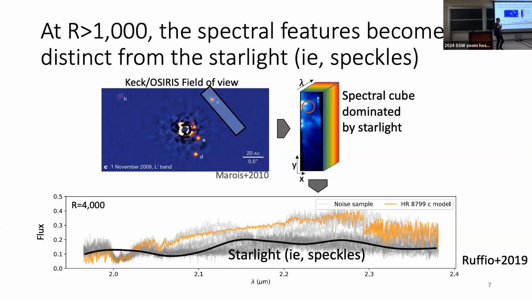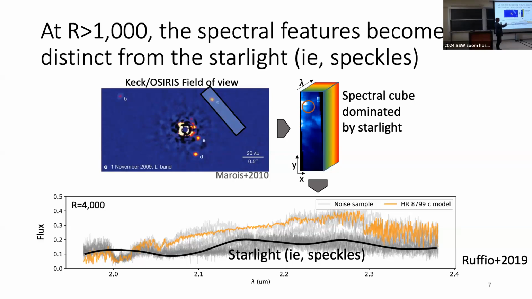We can use the fact that at high resolution we can resolve those molecular features to disentangle the signal of the planet from the signal of the star. That's because the spectrum of the planet looks nothing like the spectrum of the star. To illustrate that, I'm going to take a moderate resolution spectrograph. Here it's going to be OSIRIS at Keck, with a resolution of 4,000, and let's say it's an integral field spectrograph.